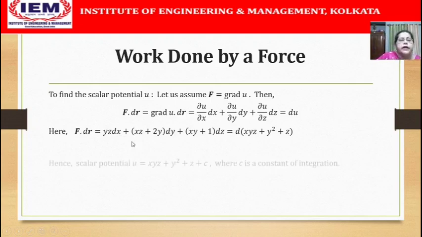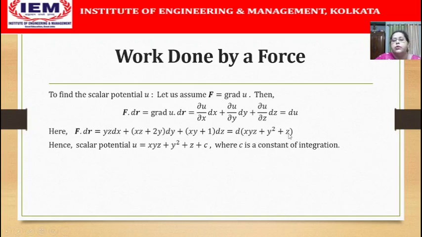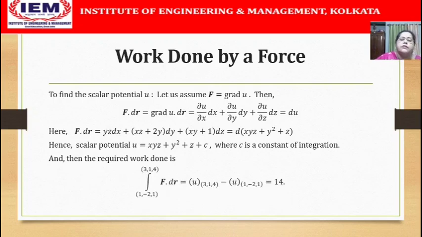So from here we can now say that the scalar potential u is xyz plus y square plus z, plus we can have a constant of integration c. So we have obtained our scalar potential u. And we now know that for a conservative field, the work done is just given by the difference of the scalar potential at the two points. So it's just u(3, 1, 4), the final point, minus the value of u at the starting point (1, -2, 1). If you calculate this, you will get it as 14. So the work done in this case is 14 units.